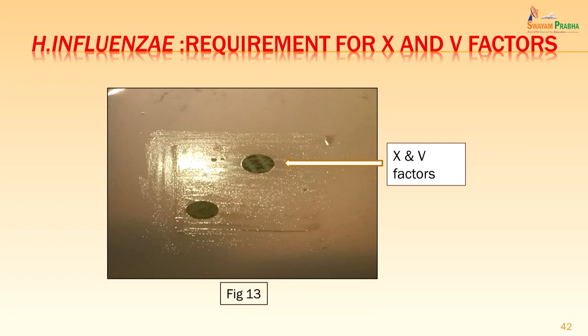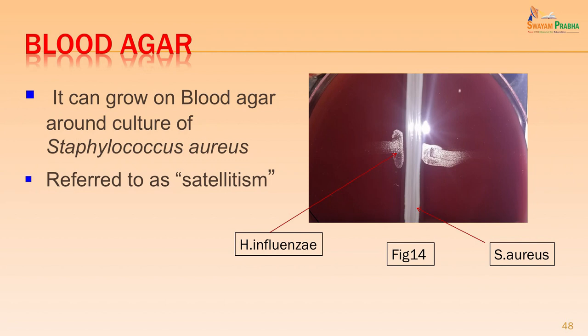So, this is a normal nutrient agar plate with two discs which have been kept on it. One contains factor X and the other factor V. You will find that the growth is maximum between the two discs and not there away from the discs. So, this indicates that this particular organism is dependent on factor X and factor V for growth, which makes it suggestive of Haemophilus influenzae. On blood agar also it can grow, but it requires something to release the factor X and factor V from the blood.